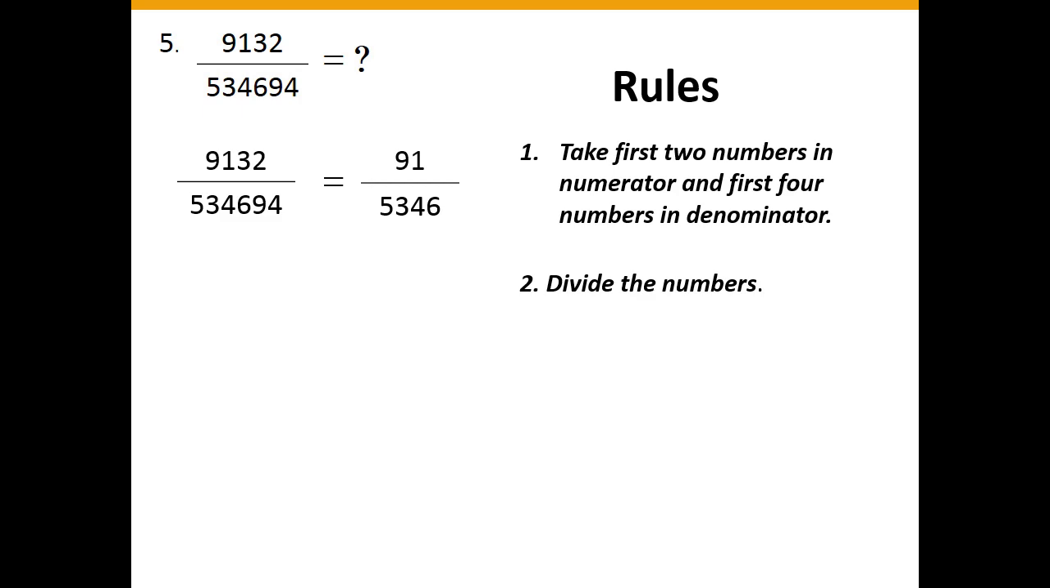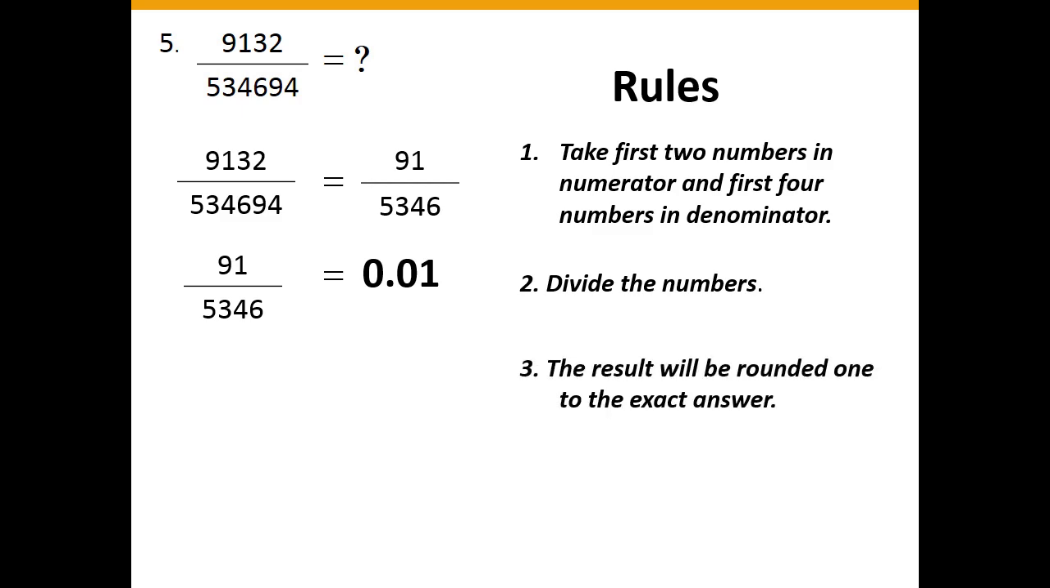Then see the rule. Divide the numbers. Now we want to divide that. So 91 divided by 5,346 equals 0.01. Okay, see the last rule. The result will be rounded to the exact answer. I already told that it is the final answer but not the exact answer. We got the answer from the rounding method. Okay, don't worry, I will retell the rounding method.